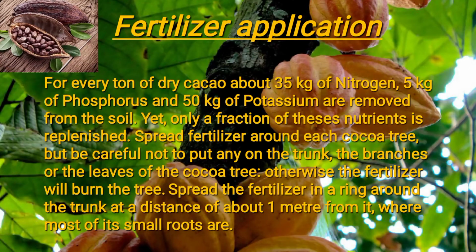Fertilizer application. For every ton of dry cacao, about 35 kg of nitrogen, 5 kg of phosphorus, and 50 kg of potassium are removed from the soil. Yet, only a fraction of these nutrients is replenished. Spread fertilizer around each cocoa tree, but be careful not to put any on the trunk, the branches, or the leaves of the cocoa tree. Otherwise, the fertilizer will burn the tree. Spread the fertilizer in a ring around the trunk at a distance of about 1 meter from it, where most of its small roots are.